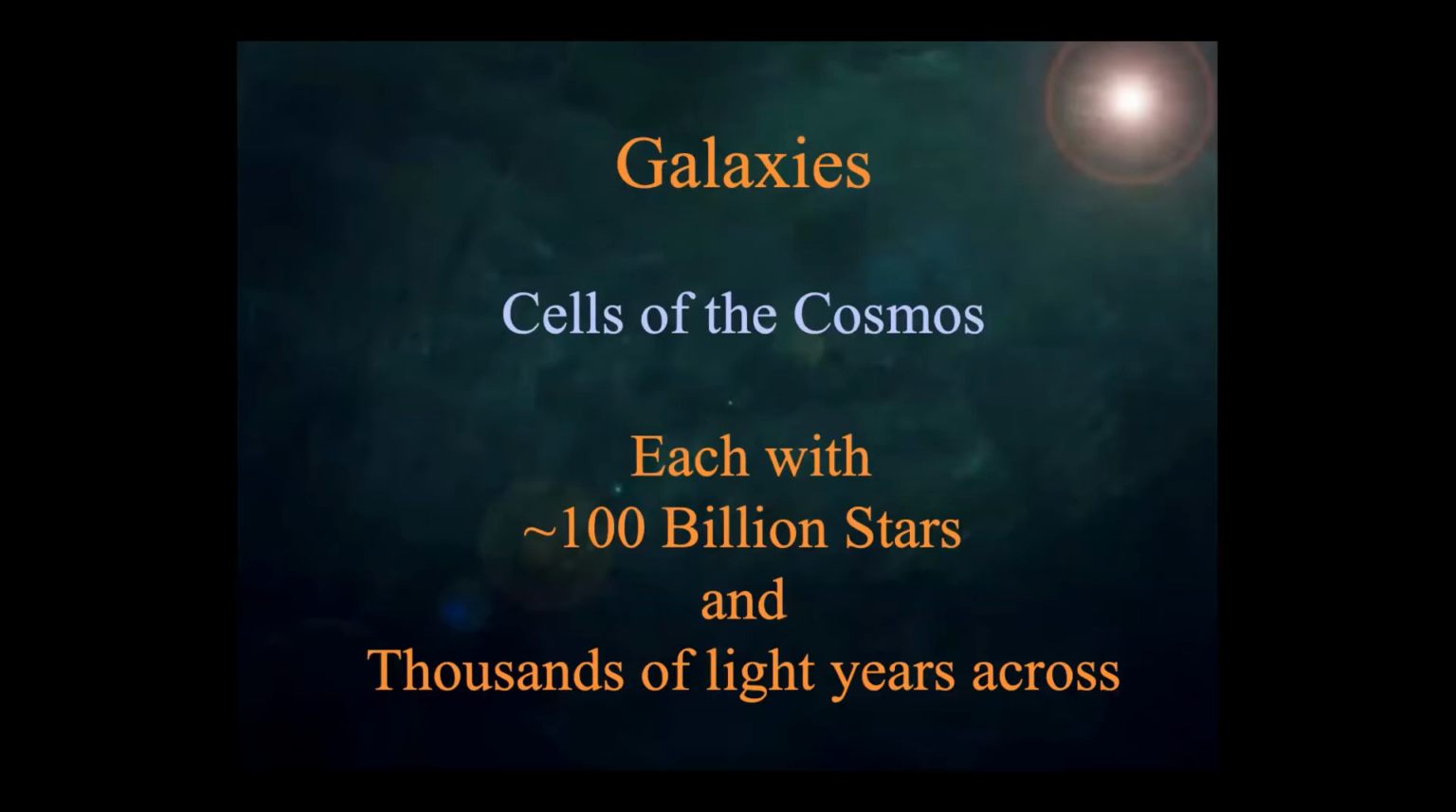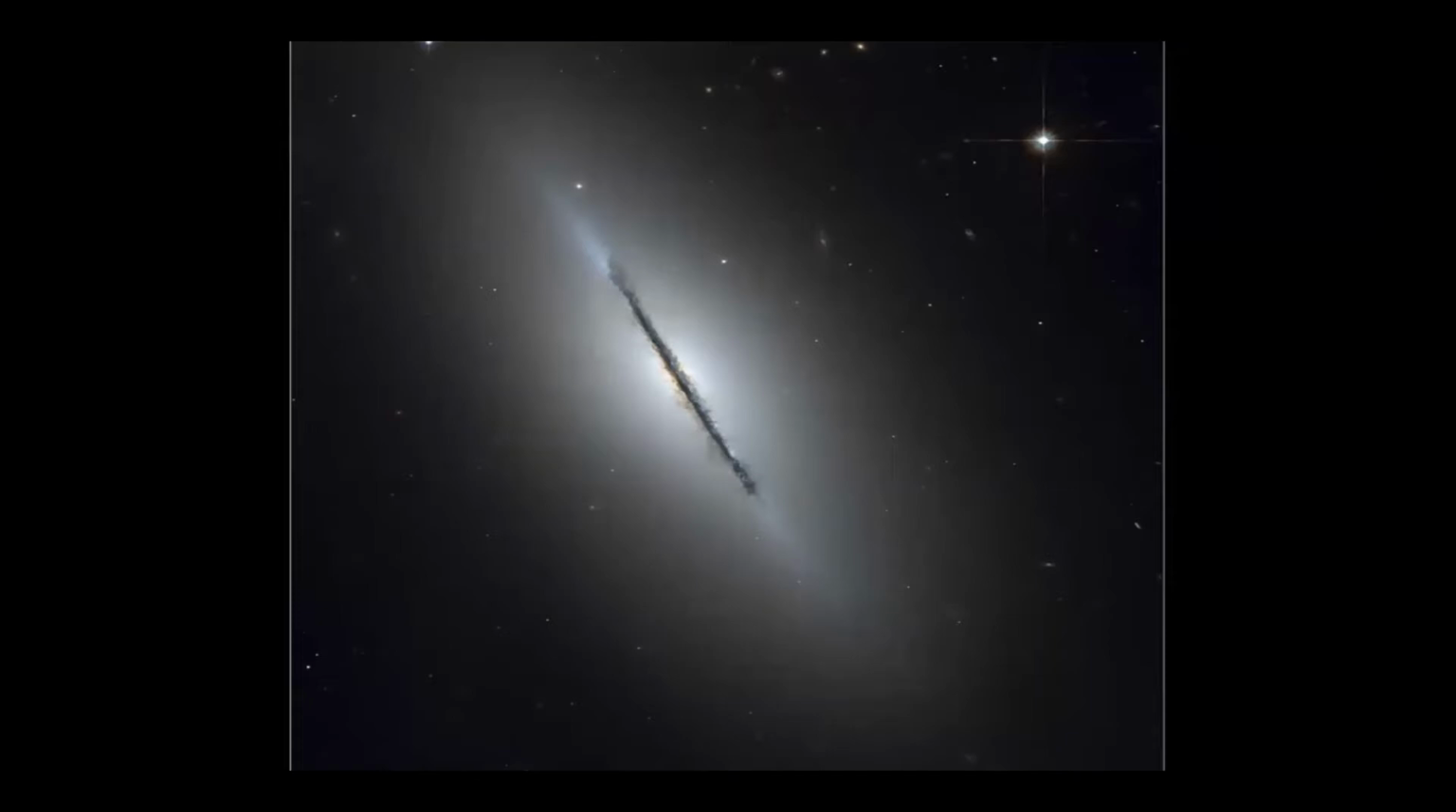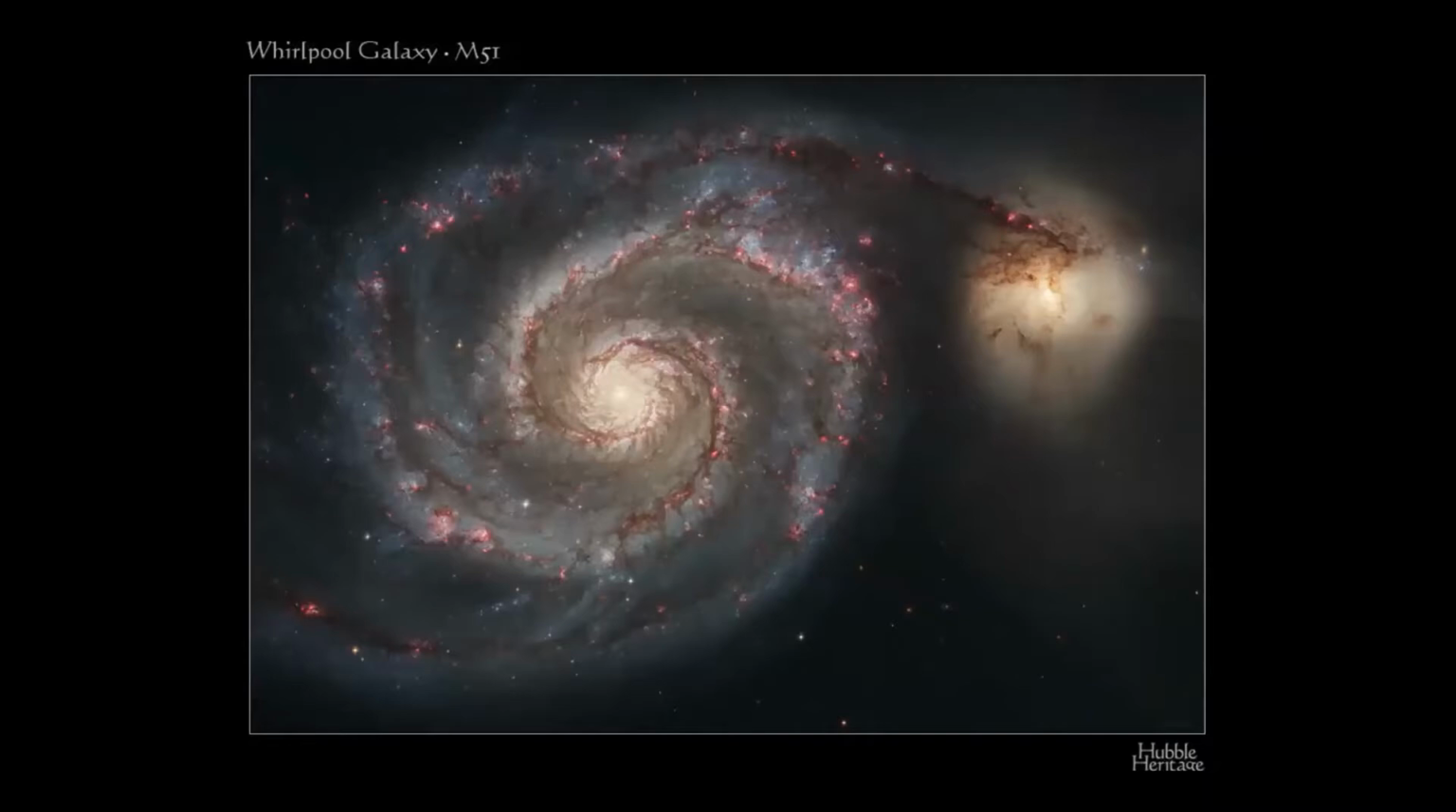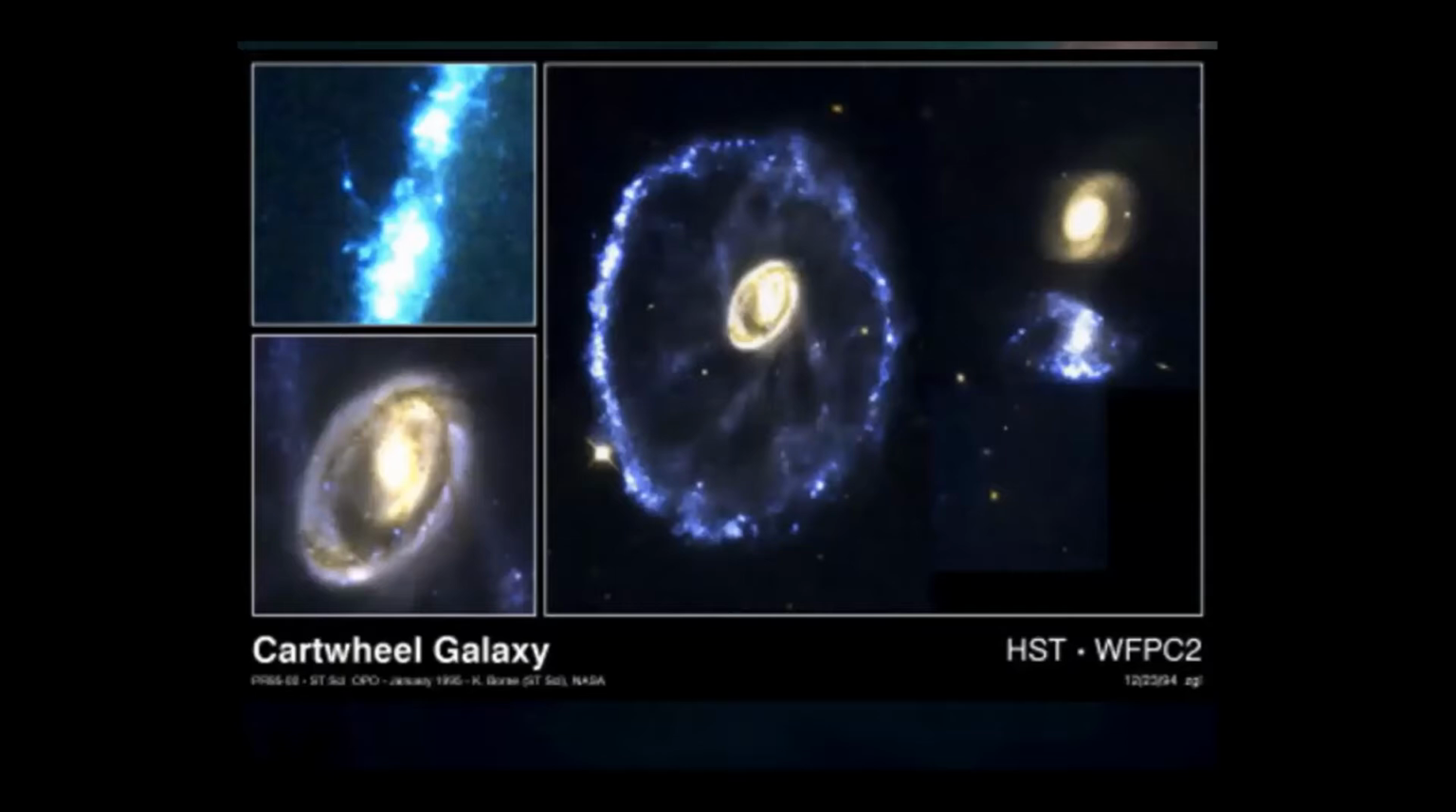And then we reach the smallest scale that cosmologists are typically interested in, and that's a galaxy. And that is like the cell of the cosmos. Each galaxy has about 100 billion stars, and light takes thousands of years to cross a galaxy. So these are pretty big. And we see many types of galaxies. We see these ellipticals with so many stars that they just appear to be a diffuse halo of light. We see beautiful spirals like the Whirlpool Galaxy, like our own Milky Way galaxy. And then we see exotic galaxies that may arise because of collisions between galaxies.